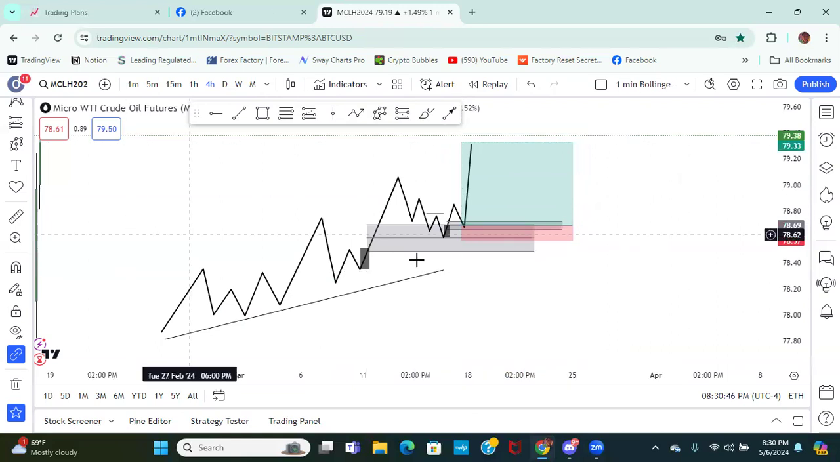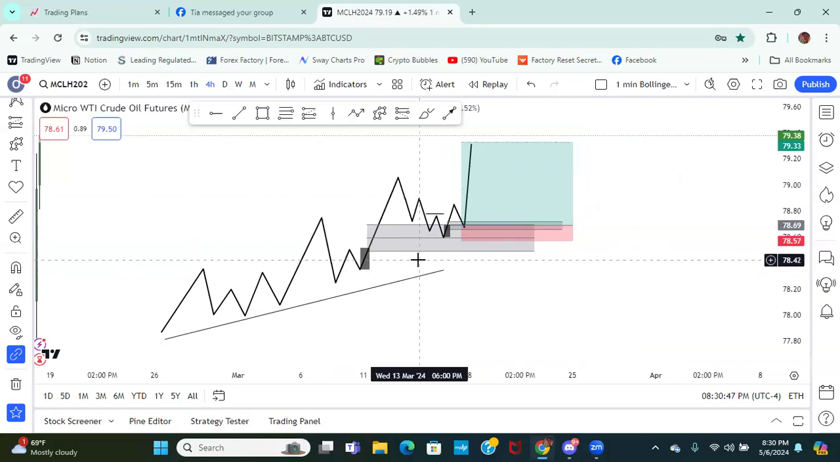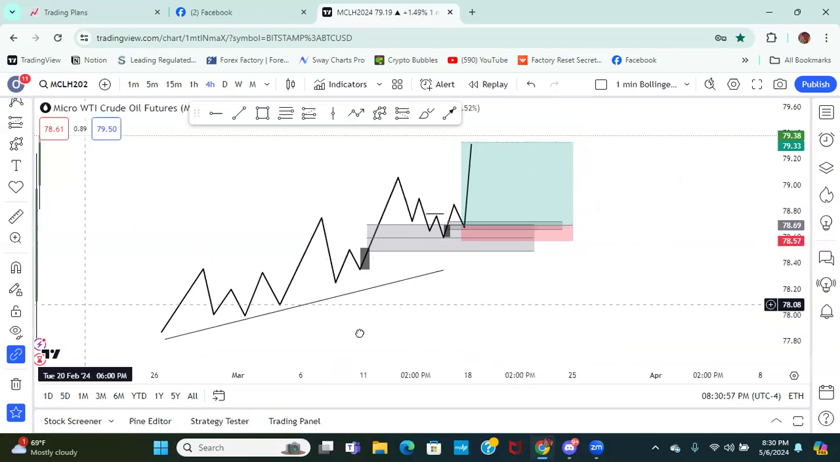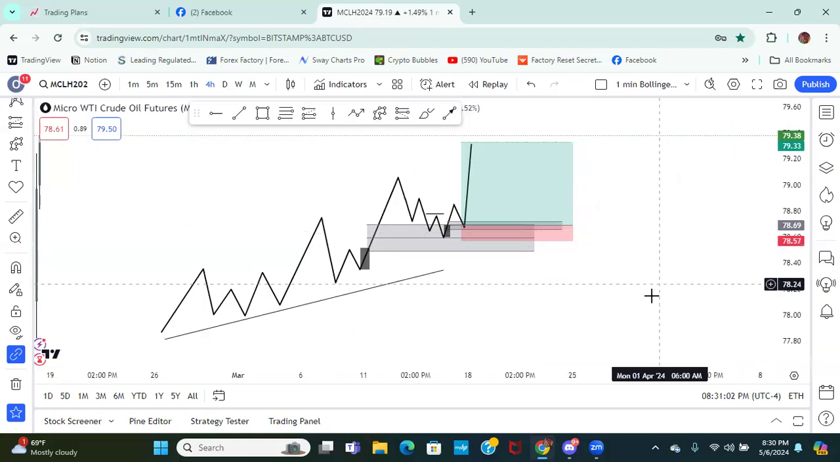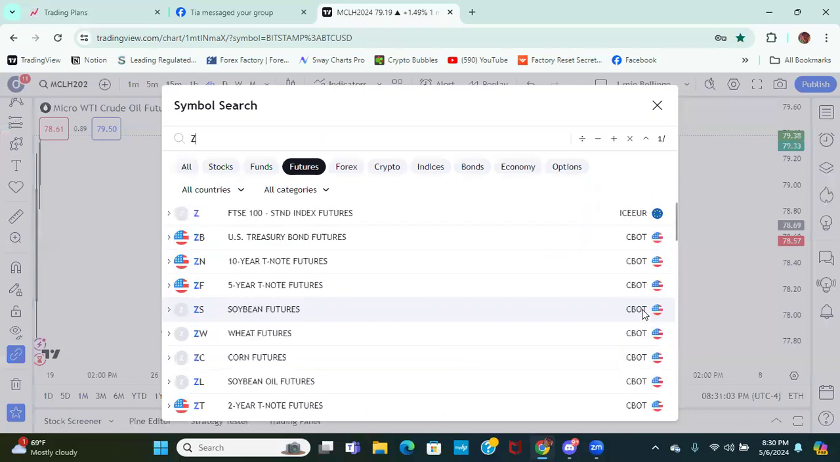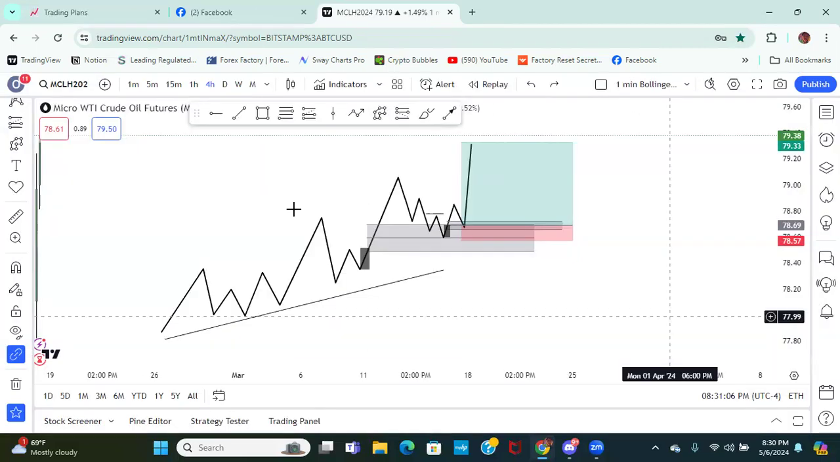This is the confirmation entry. You need one point of interest. You need it to come into that point of interest, and you need price to show you that it's going to do what you want it to do, and then you get in on the next movement, okay? I also have a complete video on confirmation entries if anybody needs that as well. So now to the last one.